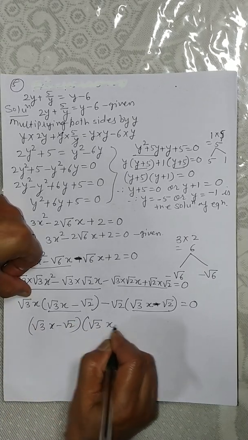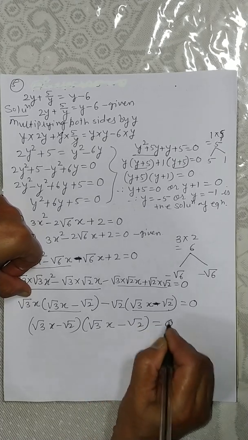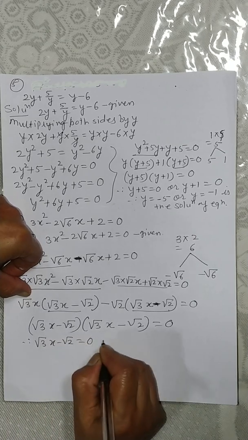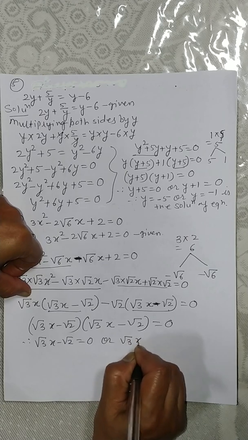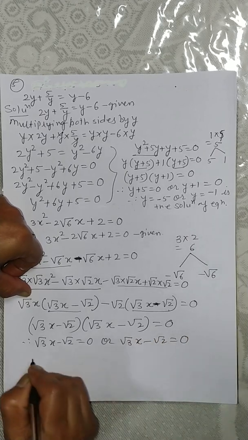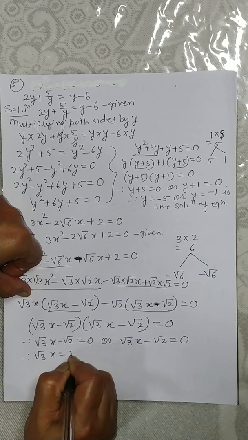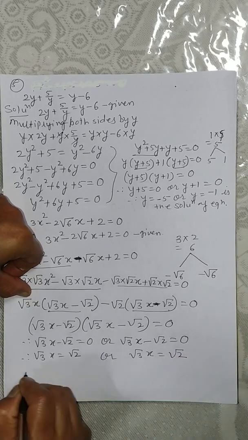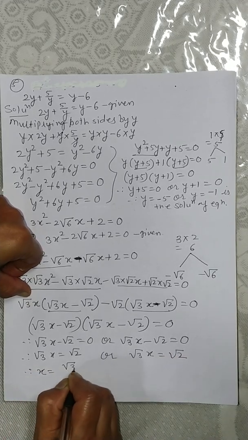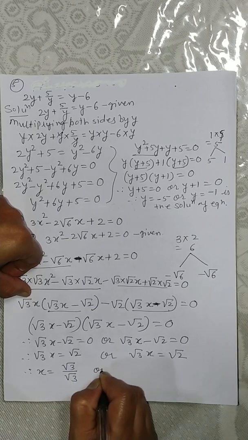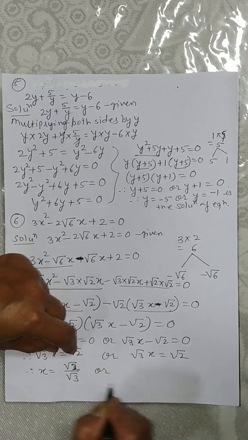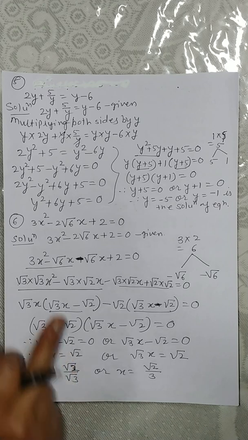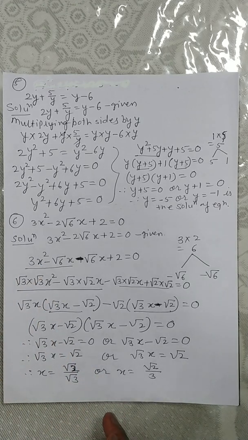And therefore we have root 3x minus root 2 common, and here what is left? Into root 3x minus root 2 equal to 0. And therefore we have root 3x minus root 2 equal to 0, or root 3x minus root 2 equal to 0. Therefore root 3x is equal to root 2, or again here we get the same, is equal to root 2, and therefore x is equal to root 2 upon root 3, or x is equal to again root 2 upon root 3. Here this equation has both the factors common.